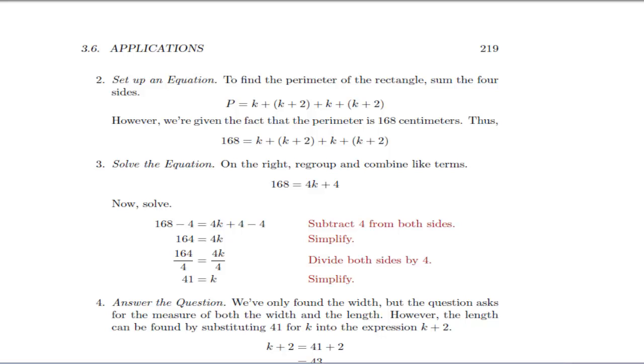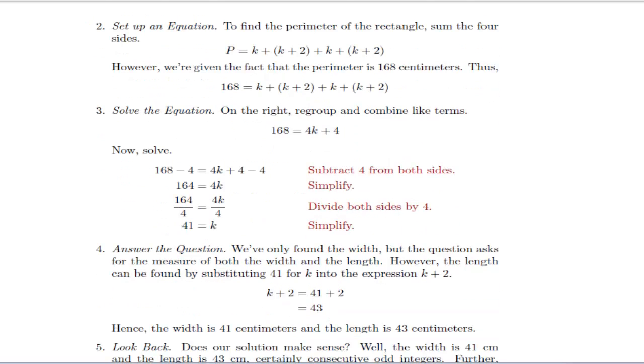However, we are given the fact that the perimeter is 168 centimeters. Thus, 168 equals k plus k plus 2 plus k plus k plus 2. 3. Solving the equation on the right, we'll regroup and combine like terms to get 168 equals 4k plus 4. Now, solving, we'll subtract 4 from both sides. On the left, 168 minus 4 is 164, and on the right, 4k plus 4 minus 4 is 4k. Then we'll divide both sides by 4 to isolate k. On the left, 164 divided by 4 is 41, and on the right, 4k divided by 4 is k.